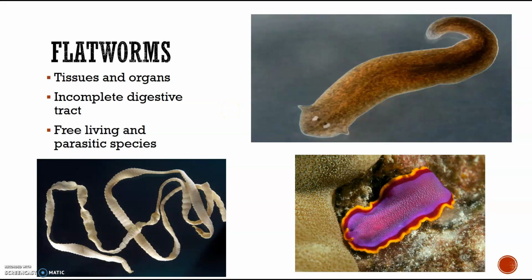These guys have tissues and organs as well. They have an incomplete digestive system, meaning that they only have one opening that serves as both taking in food and ejecting waste. They are free-living and parasitic species. A classic example of free-living are the freshwater planaria. There are also marine flatworms, like these brightly colored ones, and then some of them are parasitic, like you've got our classic, this is a pig tapeworm, right, that lives in the intestine of pigs.